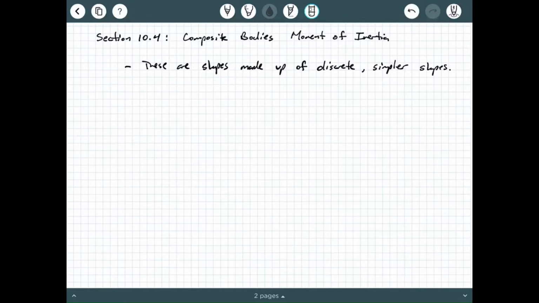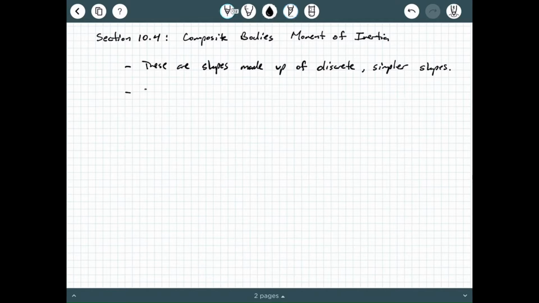In this video, we're going to be discussing section 10.4, which is on composite bodies, moment of inertia. So if you remember, a composite body is just a shape made up of discrete, simpler shapes. So this is going to be a little bit different than a continuous body, which is an area bounded by some kind of mathematical function. In this video, we're going to be talking about shapes like rectangles, squares, triangles, circular segments, basically simpler shapes that are attached to one another to make this composite body, again, made out of simpler shapes and areas, okay?